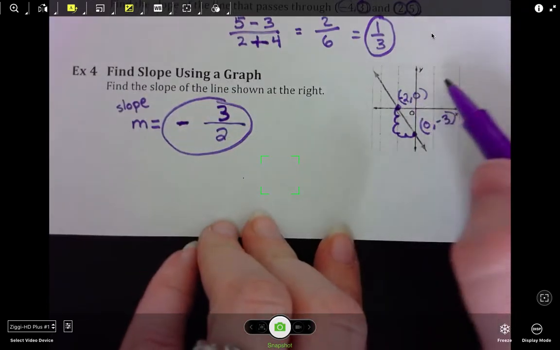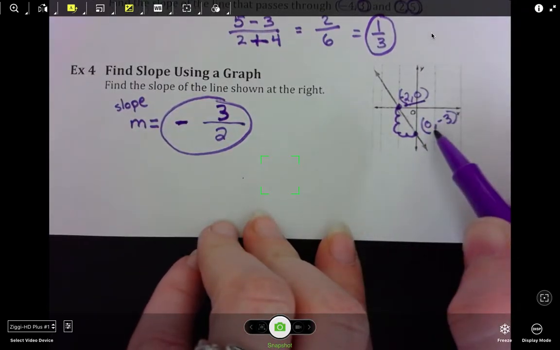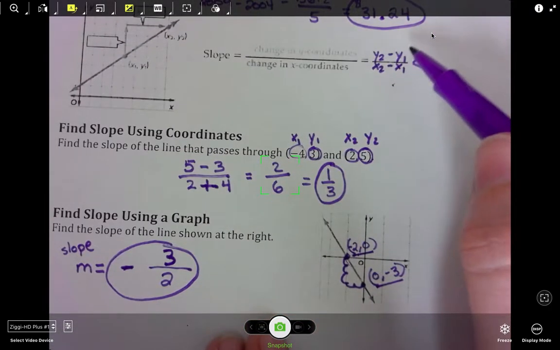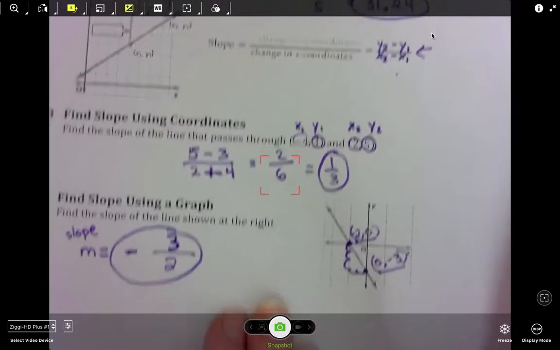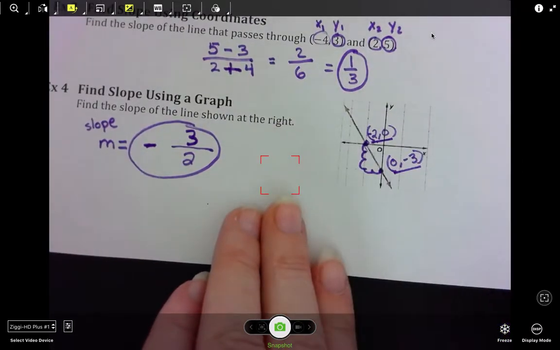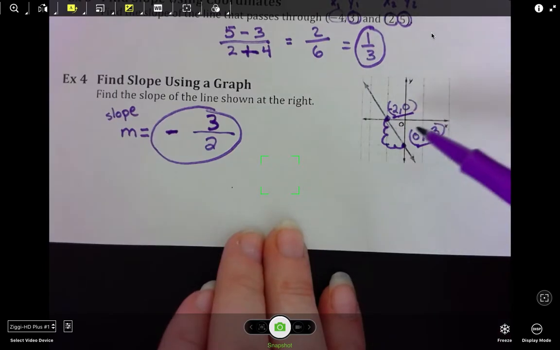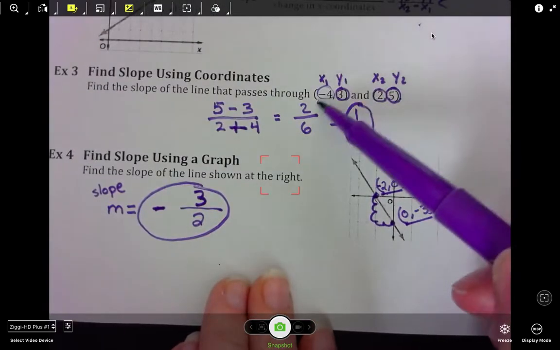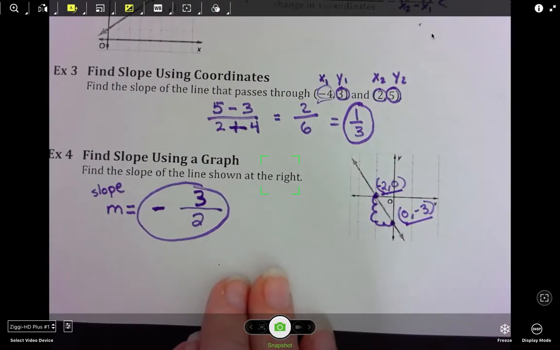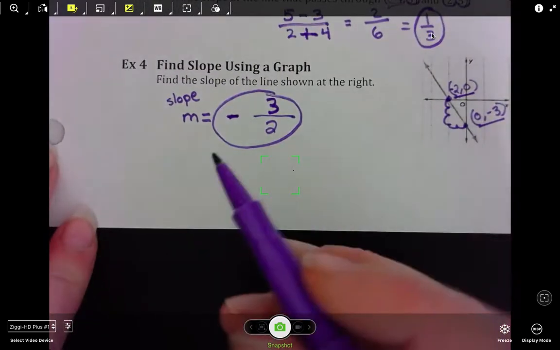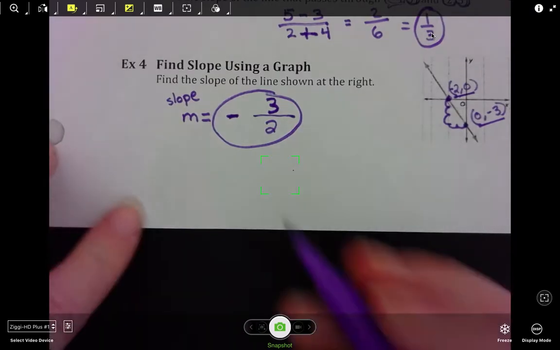I could also do that by plugging this -2, 0 and 0, -3 into the slope formula up here, y2 minus y1 over x2 minus x1, and I should get -3/2 also. So either way will work, but a lot of times you won't have the graph. You'll only be given the coordinates, so you'll have to use the equation. All right? I'm going to add a little bit of information here before I move on to section 1.4.